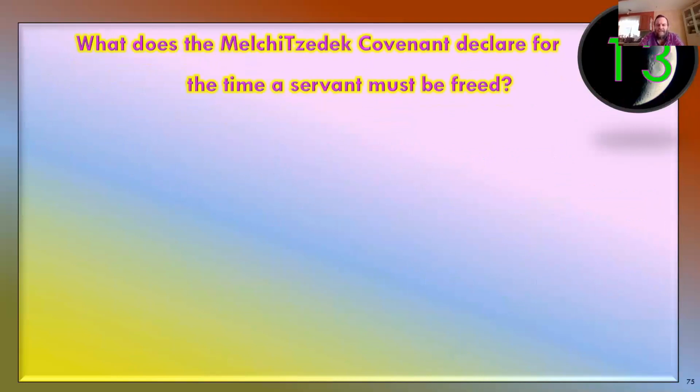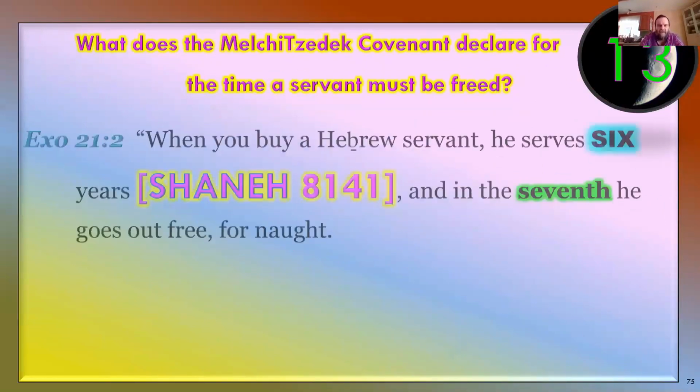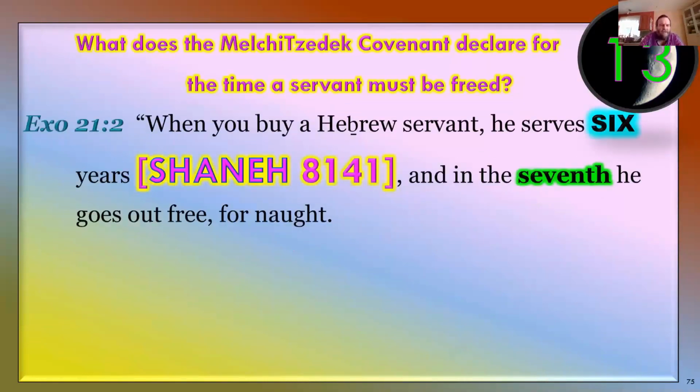What does the Melchizedek covenant declare for the time a servant must be freed? Exodus 21:2: When you buy a Hebrew servant, he serves 6 Shaneh years, and in the 7th he goes out free.